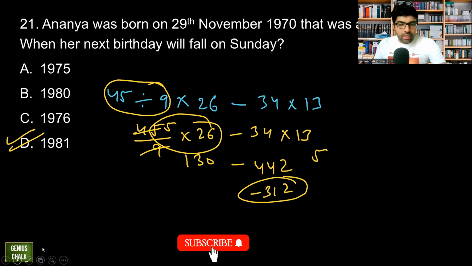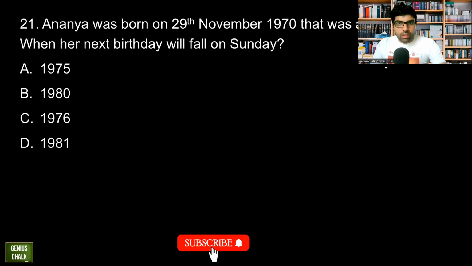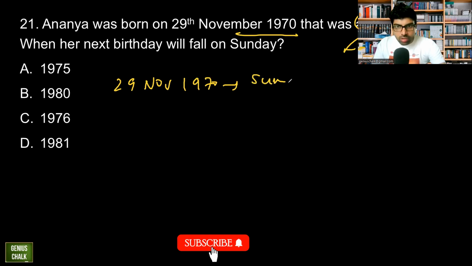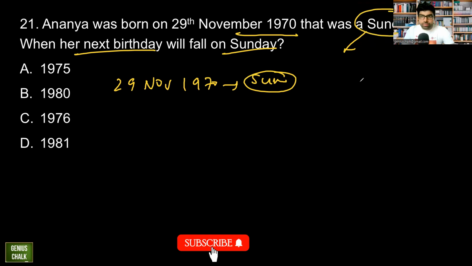All right. Next one, Ananya was born on 29th November 1970. And this was already given as Sunday. So it says that Ananya is born on 29 November 1970. And this day is Sunday, right? Now, when will her next birthday fall on Sunday? So here in this question, we can use this concept.